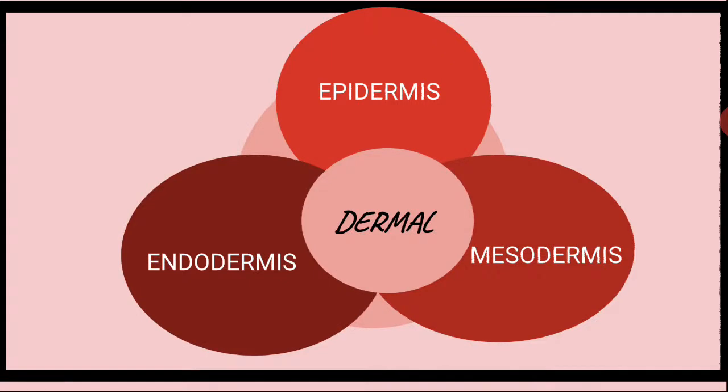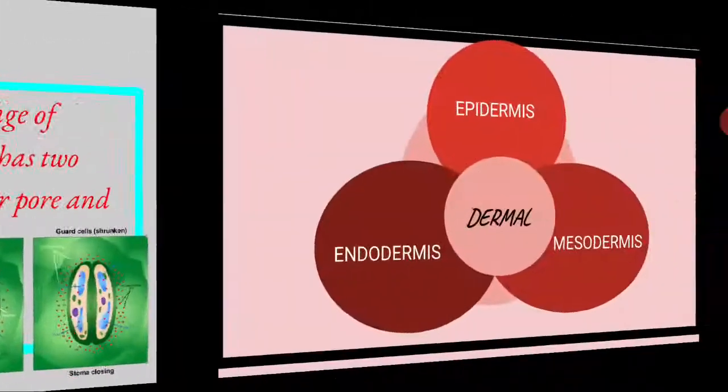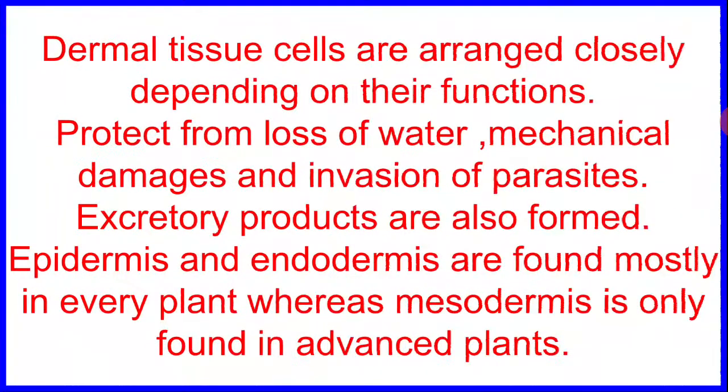Again, dermal tissue is divided into three types: epidermis, mesodermis, and endodermis. So let's see what they are. Epidermis is the outer layer, mesodermis is the middle, with M for middle, and endodermis is the inner layer. So let's get started.